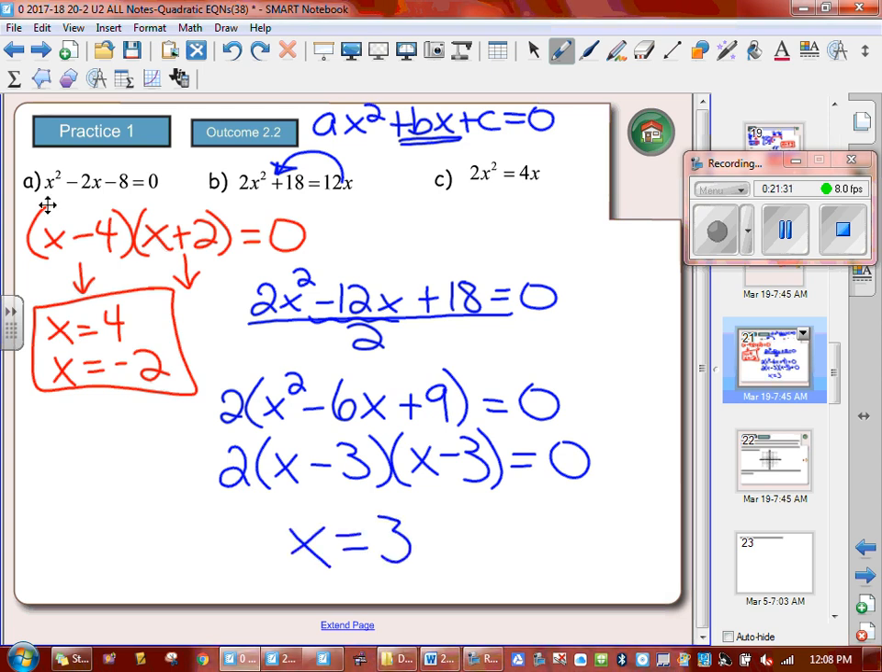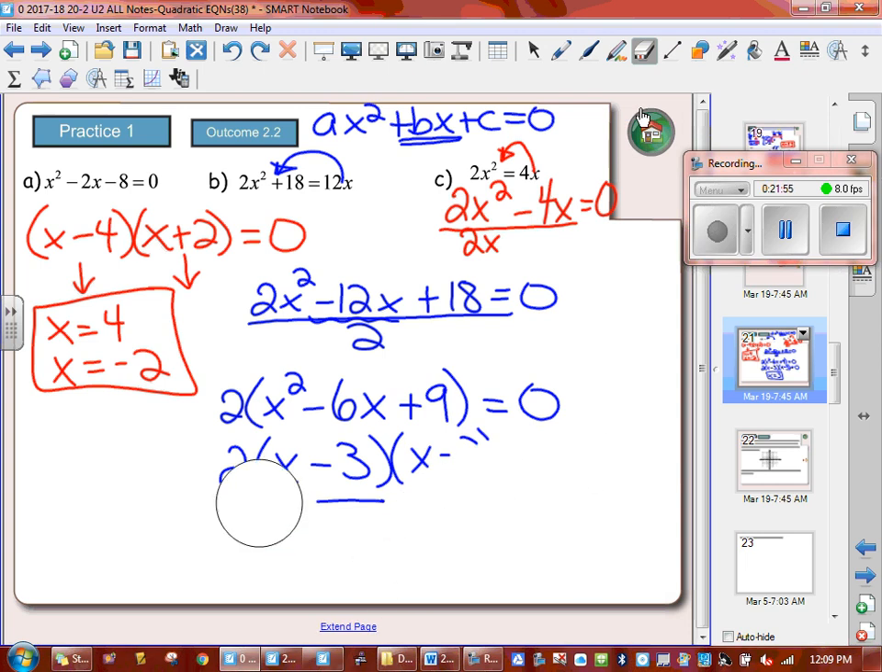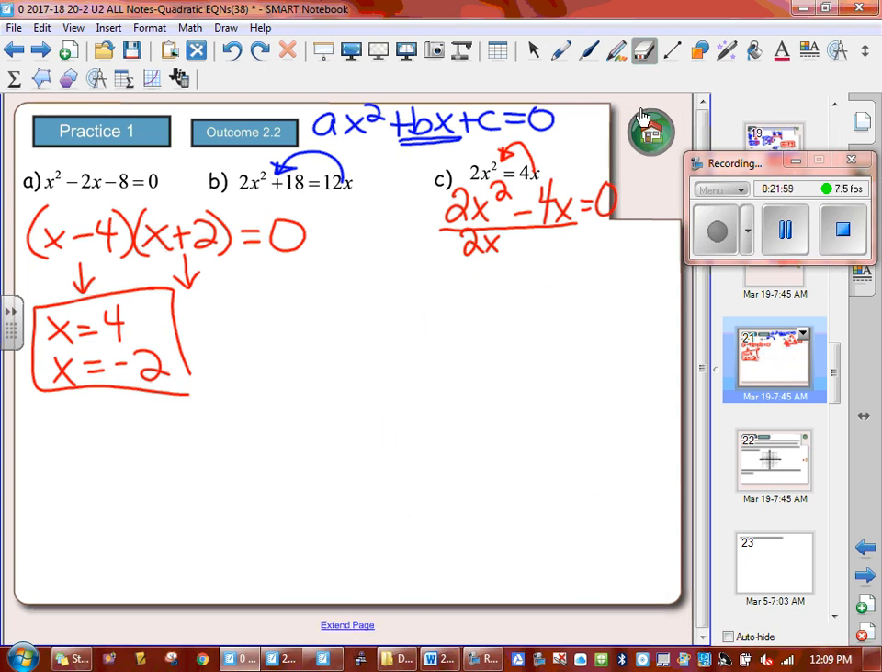Letter C, we need to make it equal to 0, so the 4x is going to move to the left. So I get 2x squared minus 4x equals 0. Now we divide out a GCF of 2x. Let's redo all this. We have room. So our GCF is 2x. We have x minus 2 left over equals 0.